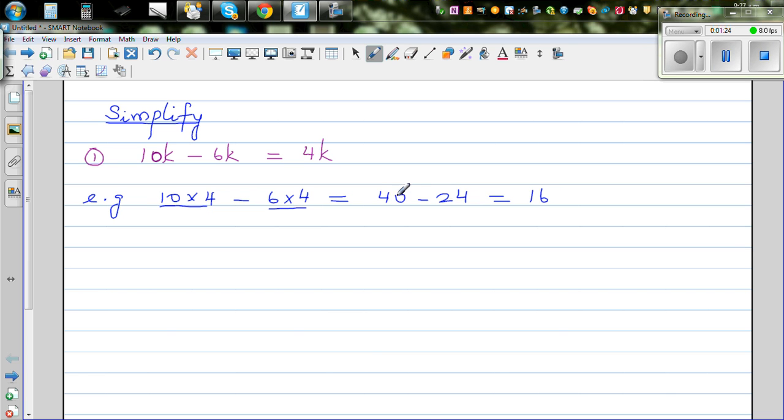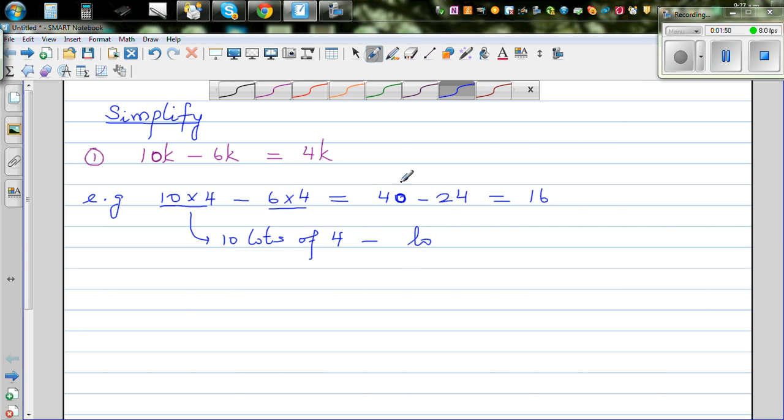Now this is, of course, not difficult, but if you want to use a skill of algebra, here you're saying this is 10 lots of 4, take away 6 lots of 4. This is one thing that you should understand. When you say 10 times 4, or lots of 4, what does that mean? You can say this is adding 4 ten times, or adding 10 four times.